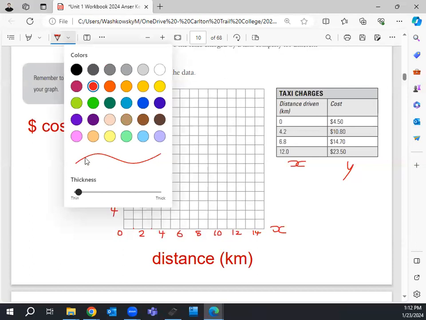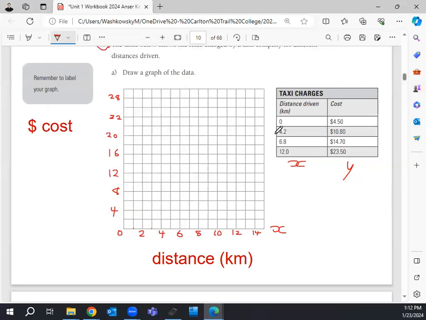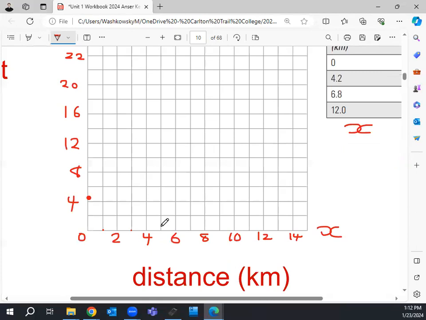So next, all I'm going to do is start plotting my points. I find out 0 kilometers is driven, and I'm going to go to the cost of it. I don't know exactly where 4.50 is, right? It's not very clear to me. So I'm just going to do my best guess as to where I think it is, and same thing with all these other values. At 4.2, I don't know where 4.2 is very cleanly on here, so I'm just going to do my best to try and find it. And I know that at 4.2, I get $10.80 as what's in my chart. So that'd be $10. And let's say, sure.